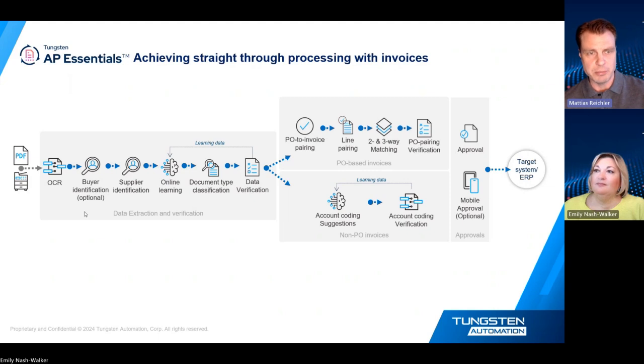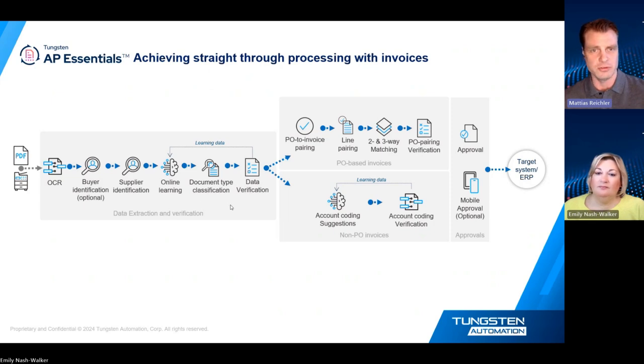You have the PDF and paper invoice, it's scanned or emailed in, and AP Essentials then performs optical character recognition to get the data into a digital format. We have buyer identification, if needed, if you have several buyers. You have supplier identification, and then you have a validation step where data is verified. That can happen automatically in the case where all the rules are satisfied and the data is accurate enough for you to do additional downstream processing.